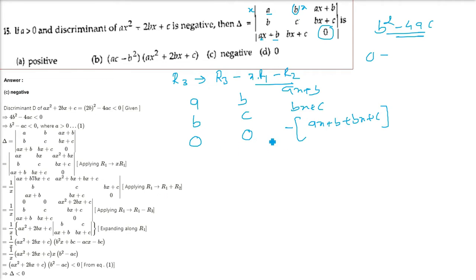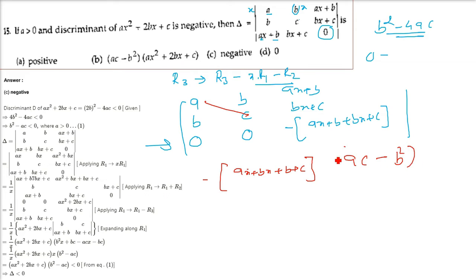Let us open it using the third row. When we open it using the third row, the first two elements I am not going to write because they will eventually be 0. So the third we are going to write: minus ax plus b plus bx plus c. So it will be simply ax plus bx plus b plus c you can write. So ax plus bx plus b plus c, and then we have ac minus b square.